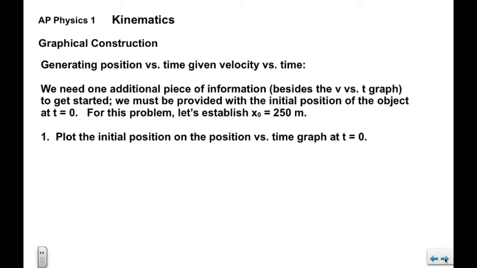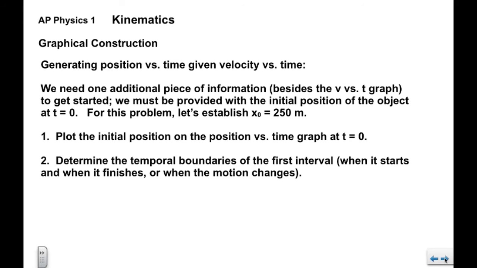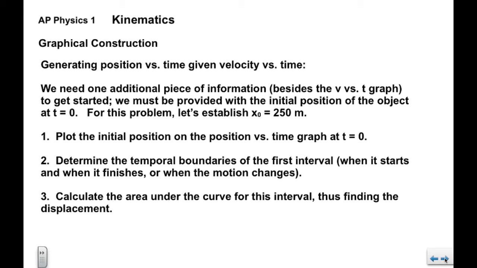So we'll get to the steps here. Number one, we're going to plot the initial position on the position versus time graph at t equals 0. Two, we're going to determine the temporal boundaries of the first interval. In other words, when it starts and when it finishes. The easiest way to tell is look at when the motion changes. Number three, we're going to calculate the area under the curve for this interval, finding the displacement. Again, we've done that already.